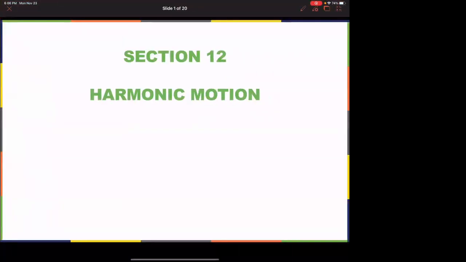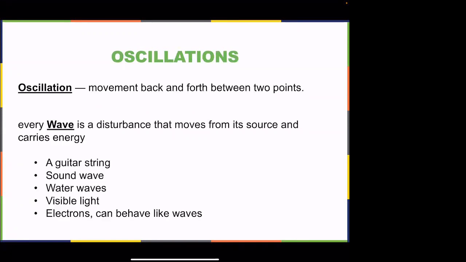But we're dealing with harmonic motion. And so harmonic motion is a back and forth motion that repeats itself over and over again. So a couple terms that we're going to need to use: the term oscillation. Oscillation is a movement back and forth between 2 points. Every wave comes from a disturbance. Disturbances cause waves, and waves carry energy.